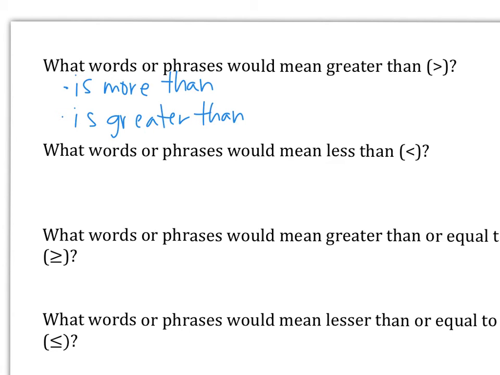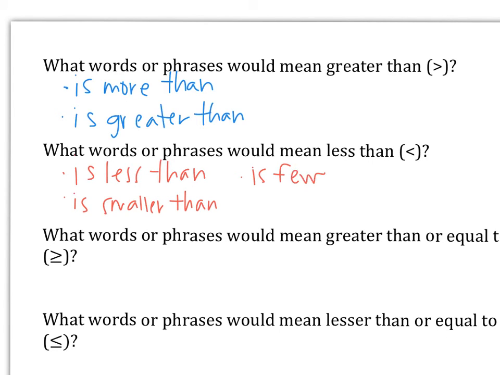The next question is what words or phrases would mean less than? Well, we could say is less than, right? If we see those words, is less than, is smaller than, is fewer than. And with saying is fewer than for the less than, we could say is bigger than for the greater than.